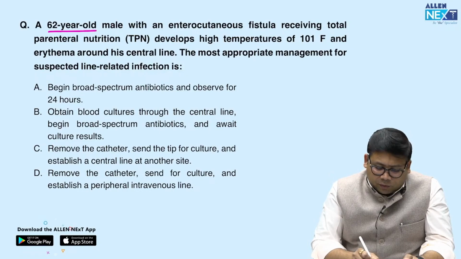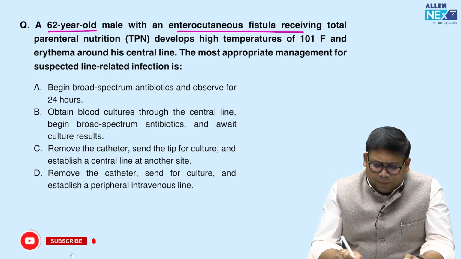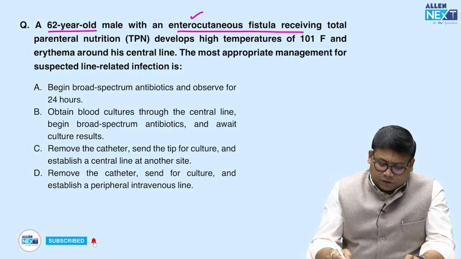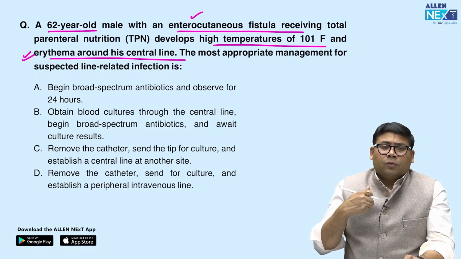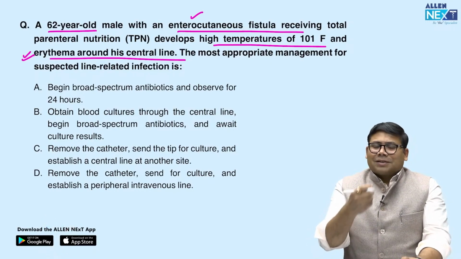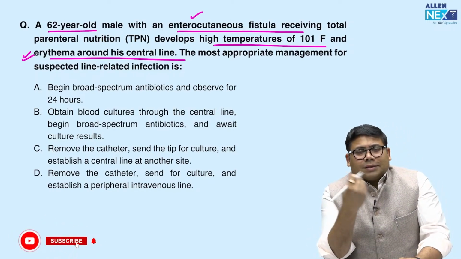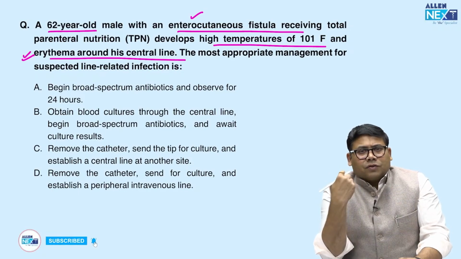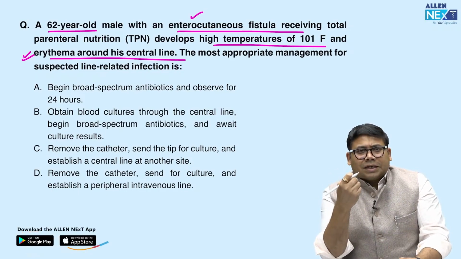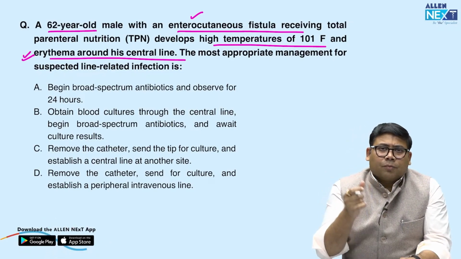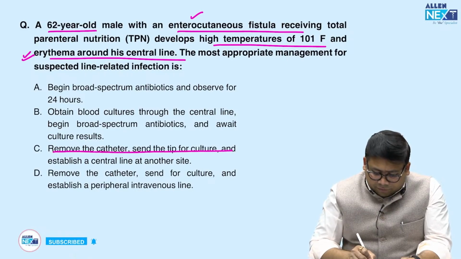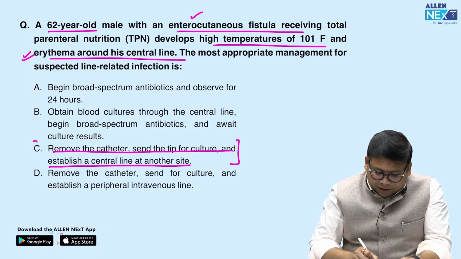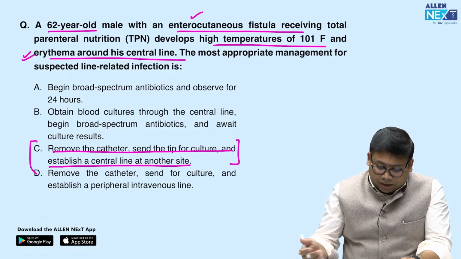Next is a 62-year-old male receiving TPN therapy for an enterocutaneous fistula, who develops high temperature and erythema around the central line. So this is a central line induced infection. So what is the best thing? You will remove the line, establish a line at another site, and the line which you have removed, you'll send for culture sensitivity. The proximal 5 centimeters, that includes the tip of the central line, should be sent. So if you see the options, remove the catheter, send the tip for culture sensitivity and establish a central line at the other side. This is the answer.